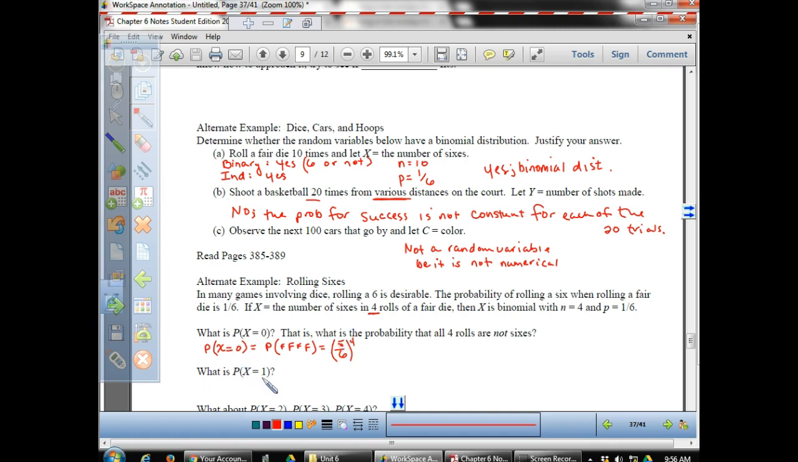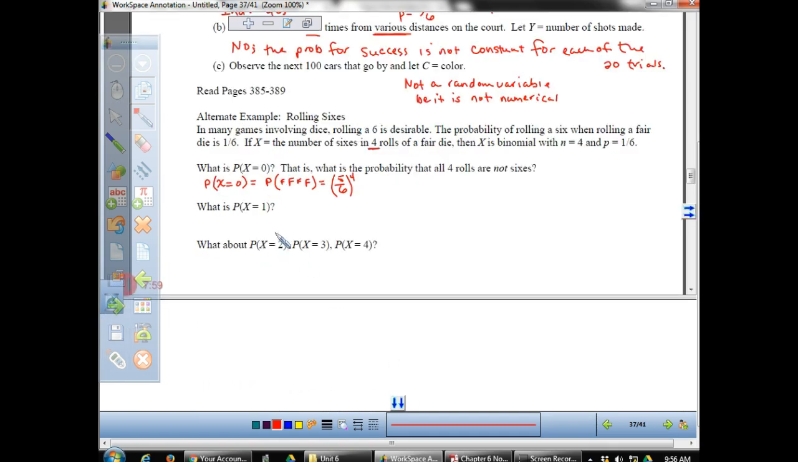So the probability for X to equal 1 is going to be X equaling 1. It could be the probability to have a success and then fail, fail, fail, and then we would need the probability. This would be 1 out of 6, and then I'd have 3 failures, which would be 5 over 6 to the 3rd power.